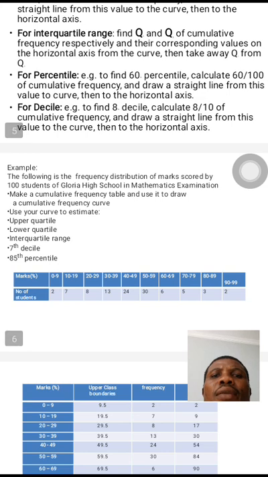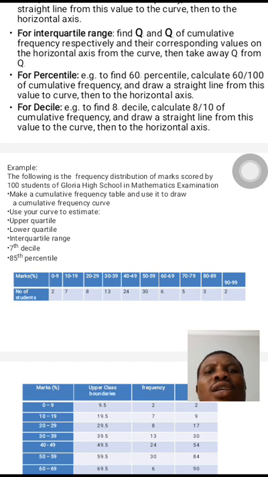Now for the percentile, for example, you want to find the 60th percentile. What you need to do is to calculate 60 over 100 of cumulative frequency and draw a straight line from this value to the curve, then from the curve to the horizontal axis. So it is 60 over 100 times the total frequency. After that, whatever you get, you go to your cumulative frequency, draw that value to the curve, and from the curve to the horizontal axis, that gives you the percentile you are asked to find.